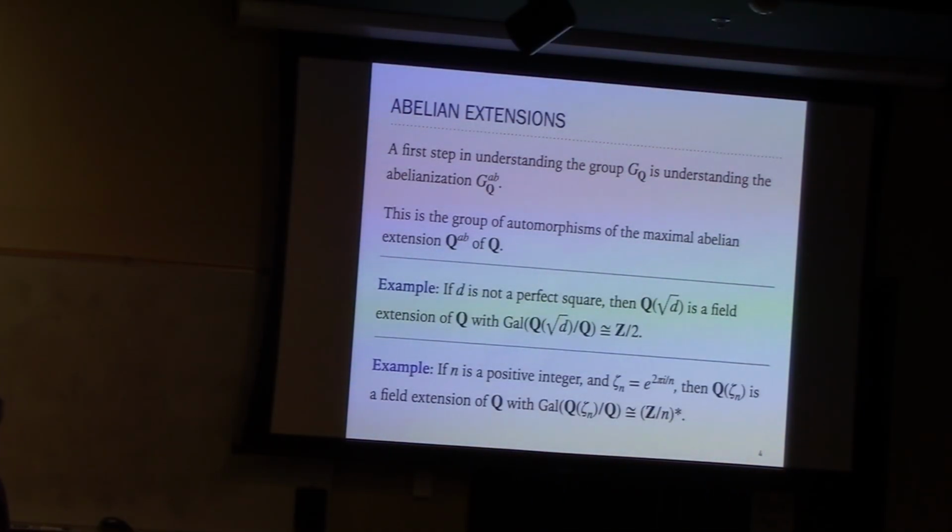Well, here's another set of examples. If you take a positive integer n, and you take an nth root of unity, so e to the 2 pi i over n, and you adjoin that to Q, it turns out to be a field extension of Q that is Galois, and its Galois group turns out to be (Z mod nZ)*.